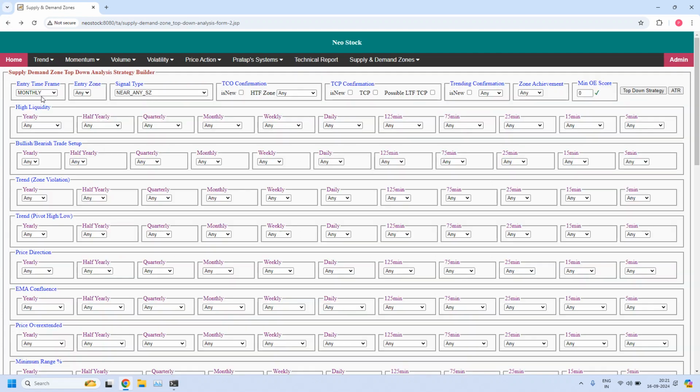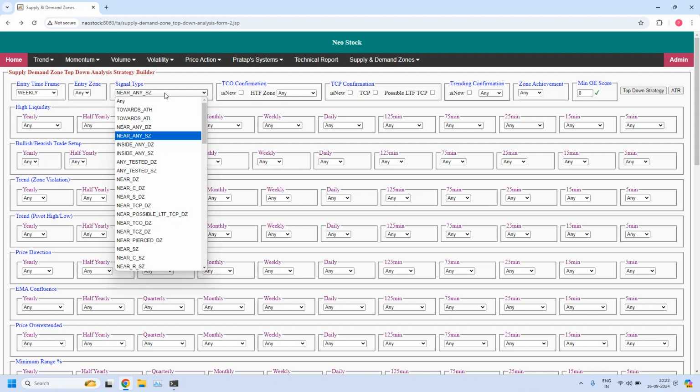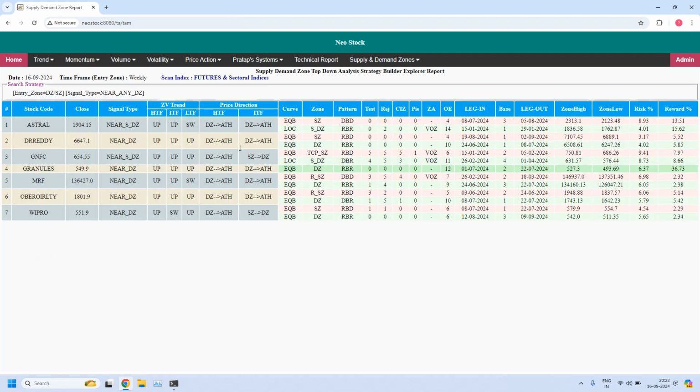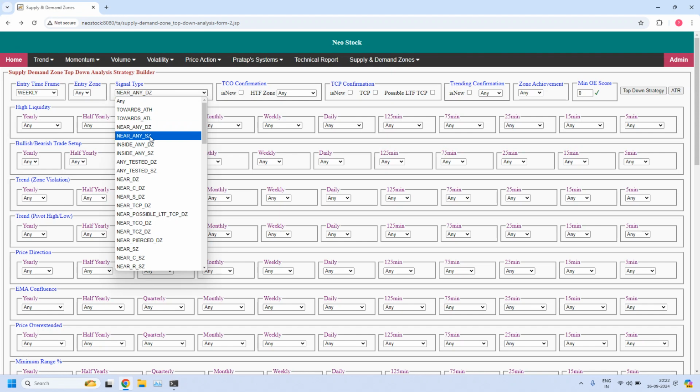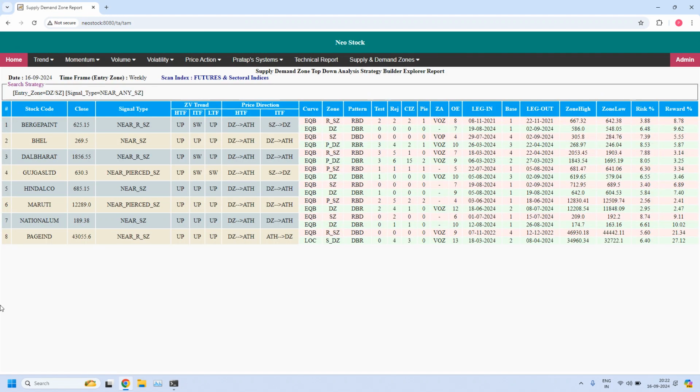Next time frame is weekly. Let us find the stocks near the weekly demand zone. 7 stocks are filtered. The next report, for the weekly time frame, let us find the stocks near the weekly supply zone. 8 stocks are filtered.